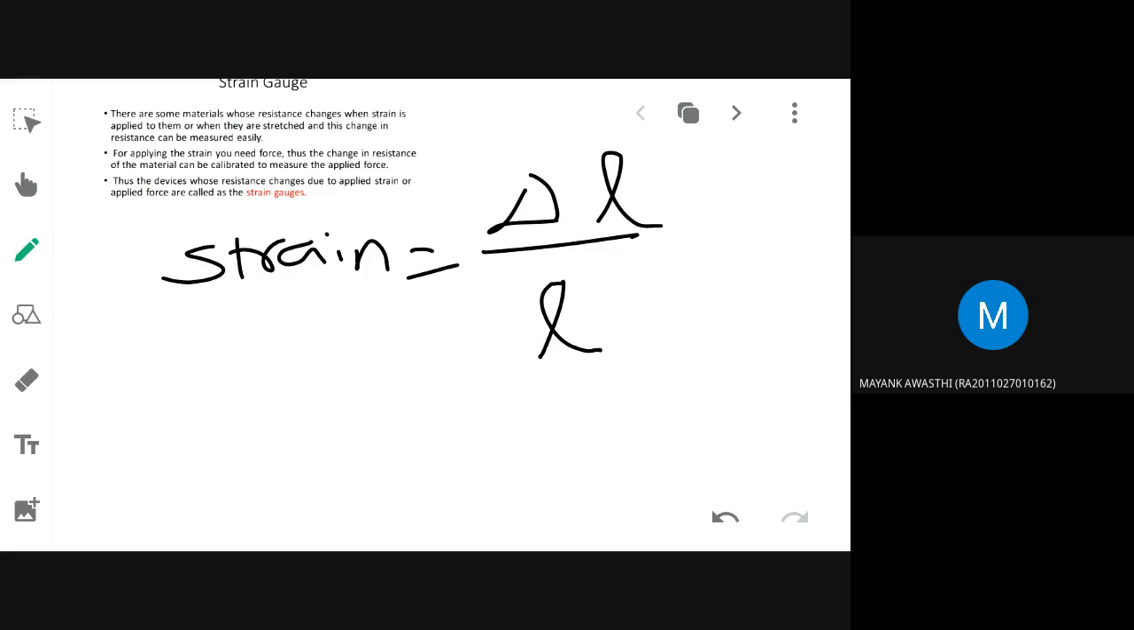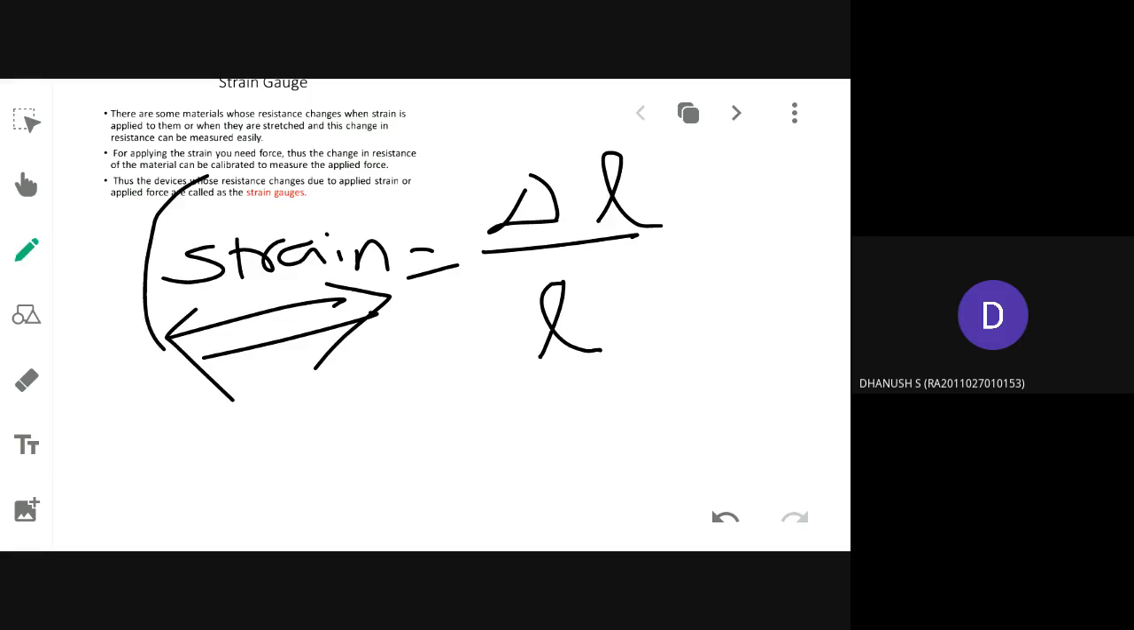I told you there will be a change in length. So strain is given by one formula. The original length is L, the changed length is del L. Original length is L. It is now subjected to stretching, so it will have an increment in length. That change in length is del L. The ratio of change in length to the original length is called strain.